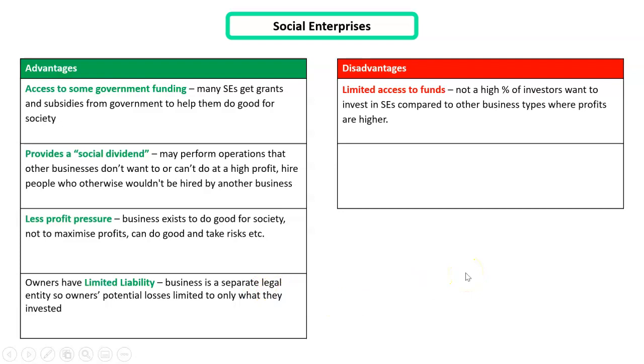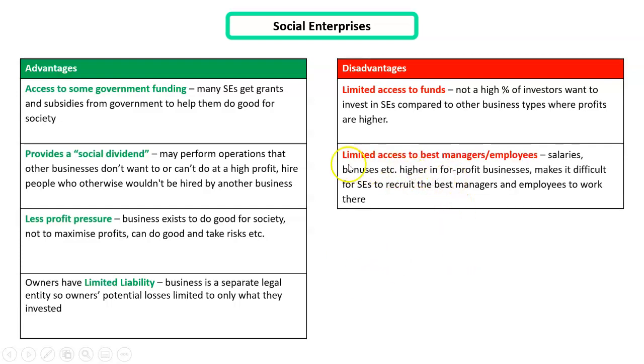Disadvantages are limited access to funds. Think about it. If you're not focused purely on profits, it's going to be harder to get investors to invest in your business because let's be honest, most people in society just want money. They don't want to invest in doing good. So the potential number of people who can invest in your business is much smaller. And therefore, it can be harder to hire the best managers and employees because salaries, bonuses, etc. are usually higher in for-profit businesses, and that can make it difficult for you to recruit people into your business. The potential pool of people who want to work for a social enterprise is much smaller than that for, say, a private company or a public company.